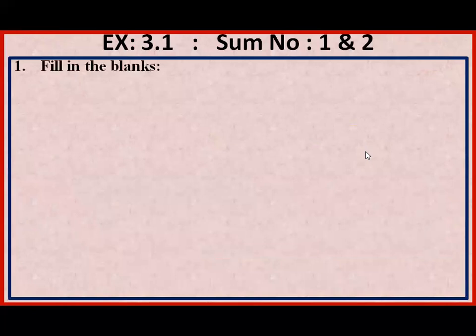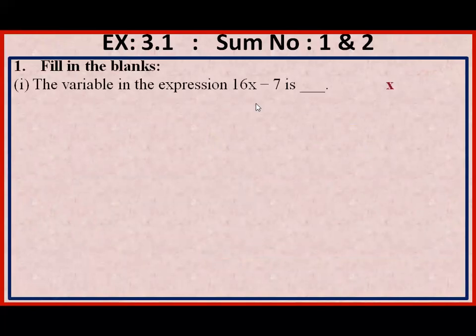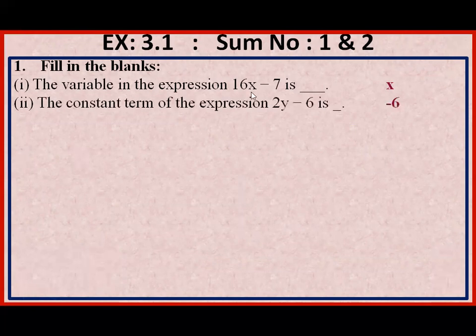Let's move into the exercise. Fill in the blanks. The variable in the expression x minus 7 is dash. X is the variable. The constant term of the expression 2y minus 6 is dash. So here the constant term is minus 6.